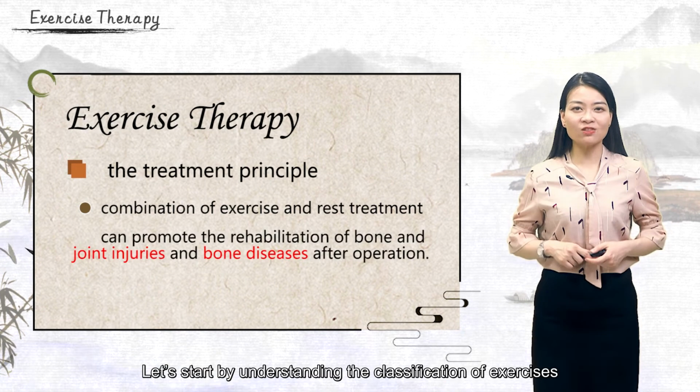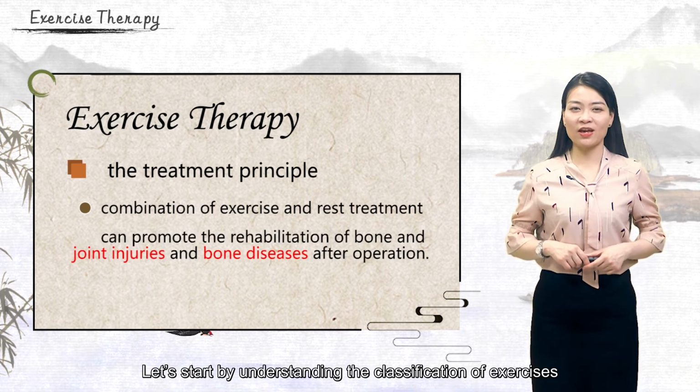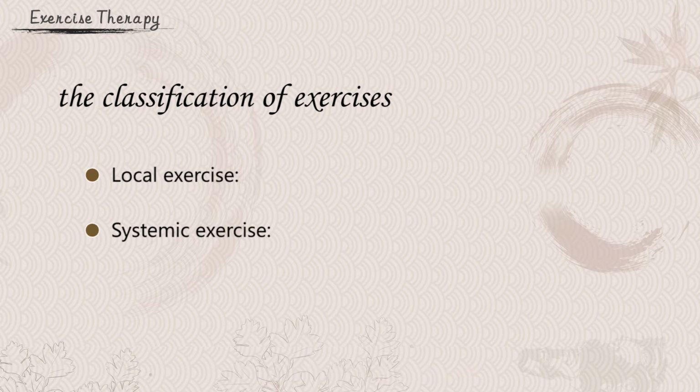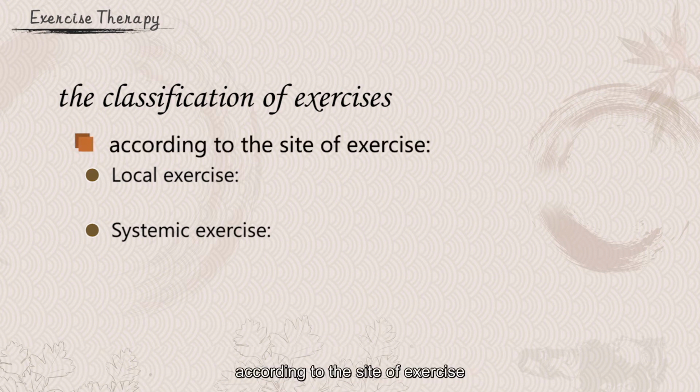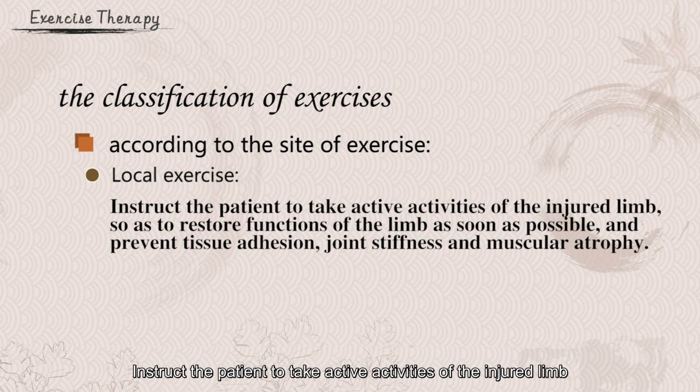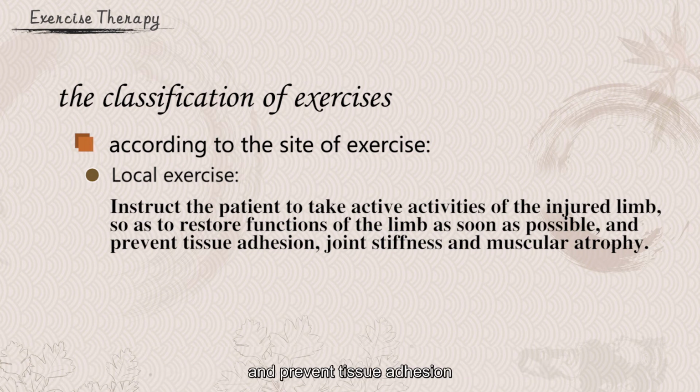Let's start by understanding the classification of exercises: local exercises and systemic exercises, according to the site of exercises. So, the first, local exercises. Instruct the patient to take active activities of the injured limb so as to restore function of the limb as soon as possible and prevent tissue adhesion, joint stiffness, and muscular atrophy.